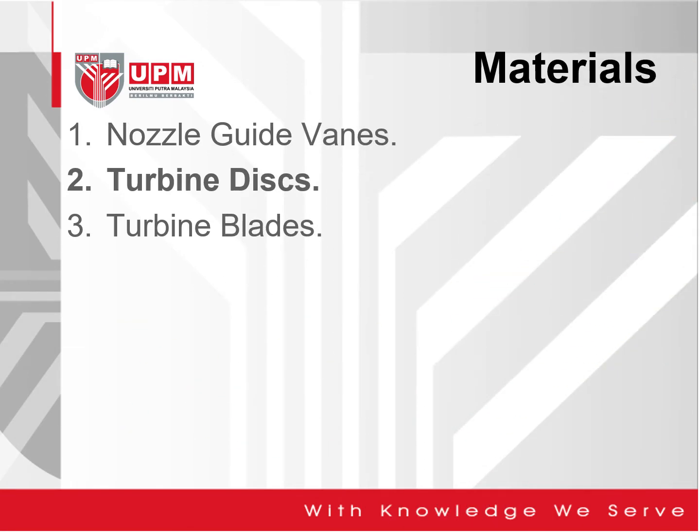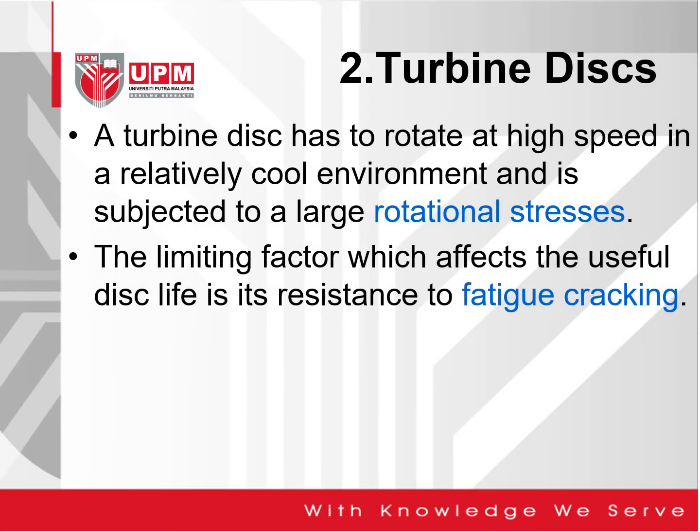Now we look into the turbine disc. A turbine disc has to rotate at high speed in a relatively cool environment. So it needs a cool environment and is subjected to large rotational stress because it is being rotated. The limiting factor which affects the useful disc life is its resistance to fatigue cracking.